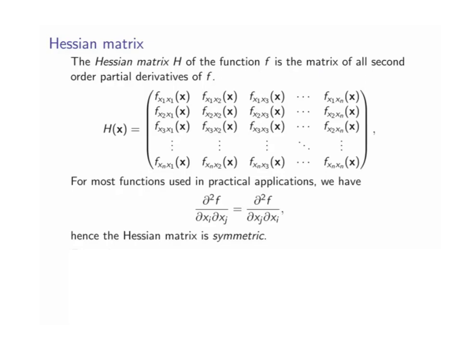For most functions in practical application, the expressions are the same if you interchange the order of the second derivative with respect to the two different input variables. Therefore, the Hessian matrix in this case is a symmetric matrix.